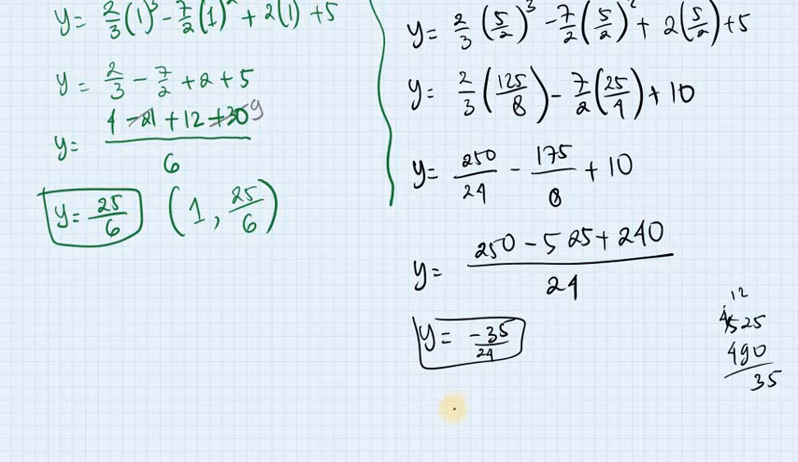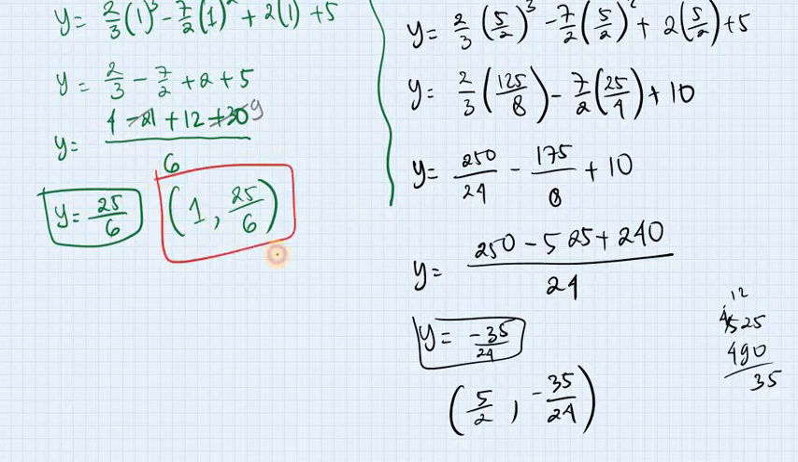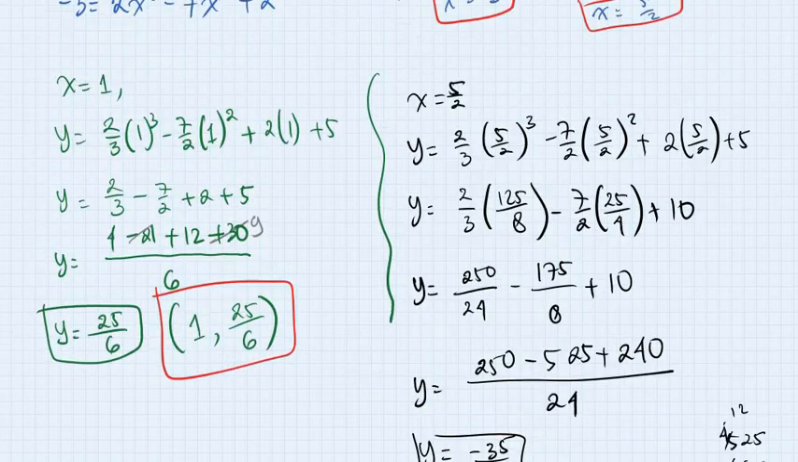Sorry. So we have another point: 5 over 2, comma, negative 35 over 24. So this is our answer for the second part. For the first part, sorry, for the first part in the exact fraction.